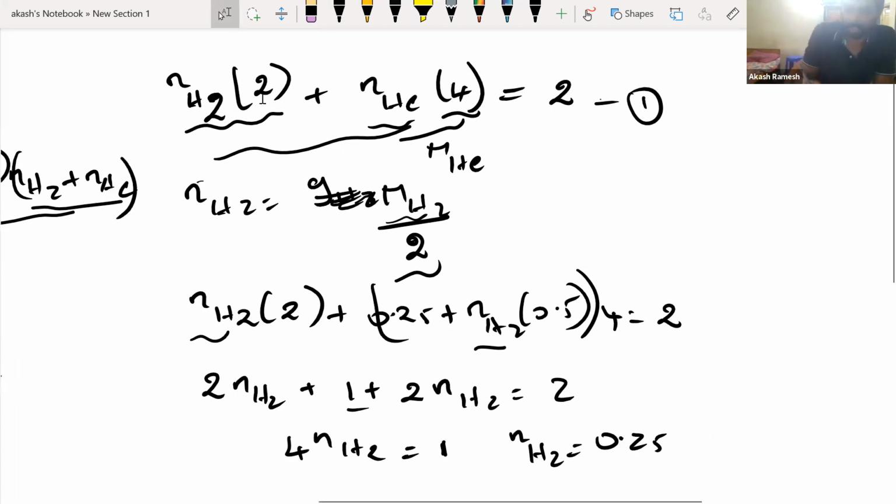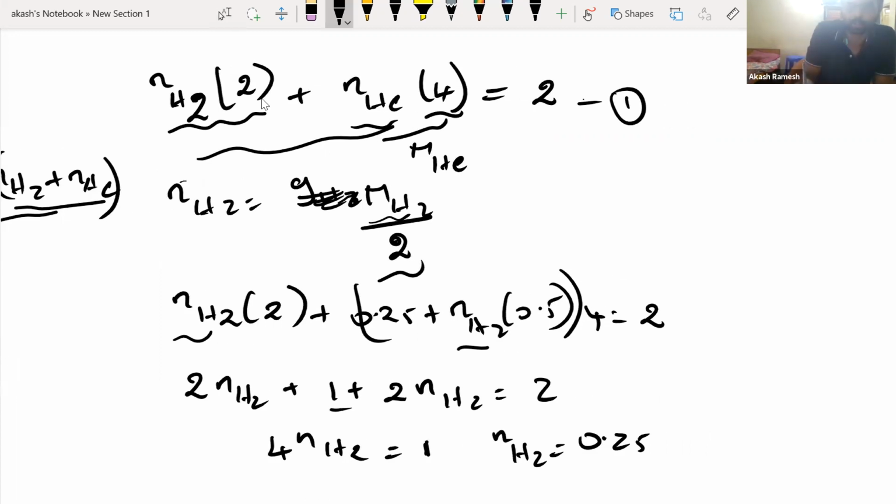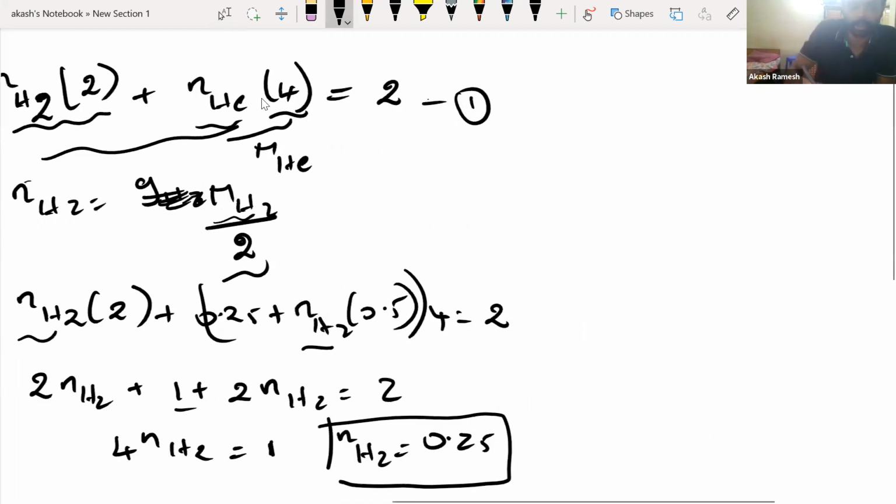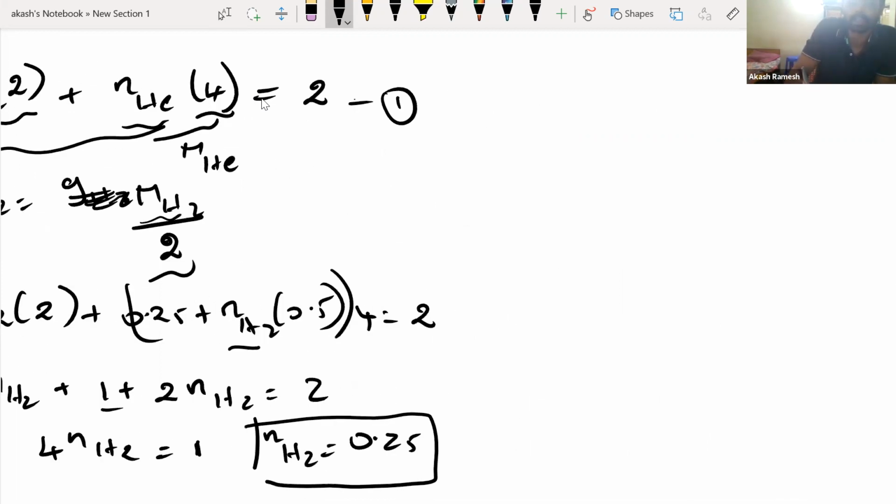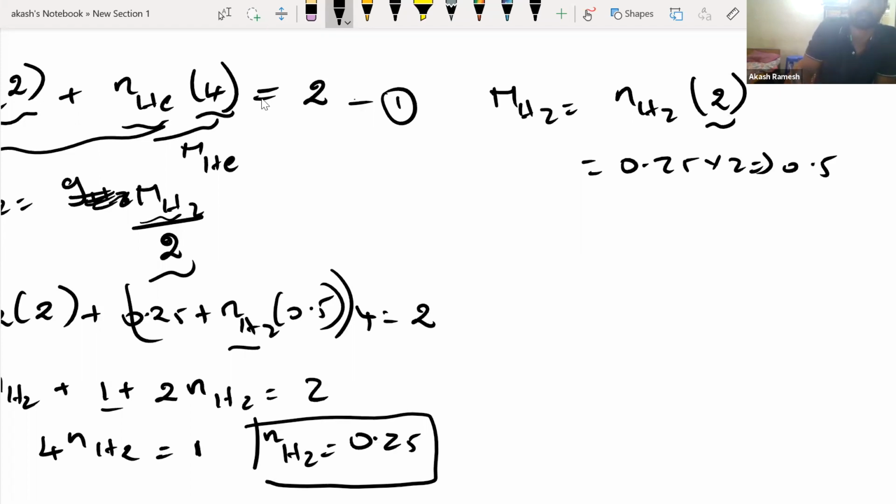Okay, so I got that the number of moles of H2 is 0.25. Now can I find the given mass, right? So can I write the mass of H2 would be number of moles of H2 into 2, which is the molecular mass of H2, right? And that would be the number of moles we just found out, 0.25 into 2, which is 0.5.